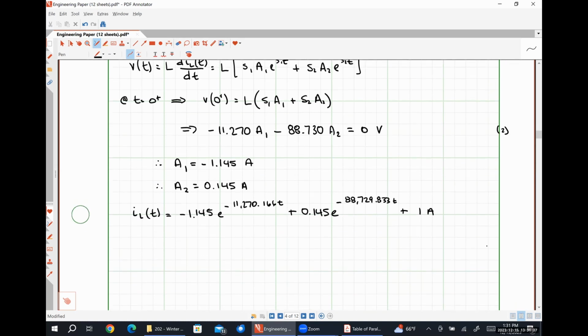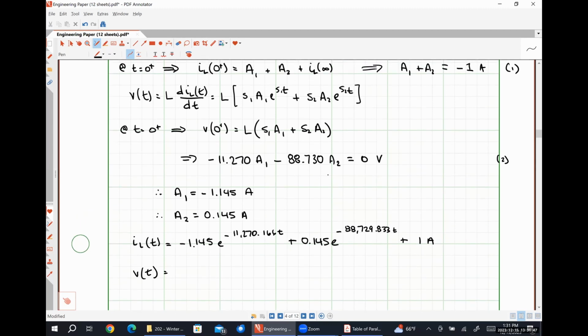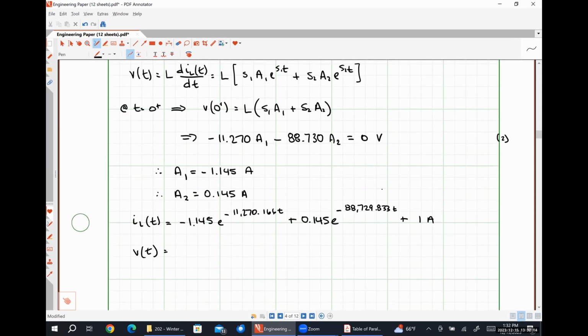To find my inductor voltage, v of t, I'm simply going to substitute in the value that I got for A1 and the value that I got for A2 into this expression, right? So my first coefficient is going to be L times S1 times A1. So that's 1 times 10 to the minus 3 times S1, which I have stored in my calculator as C, times A1, which is stored in my calculator as X. And I get 12.9099. So let's call that 12.910 e to the negative 11,270.166 t.